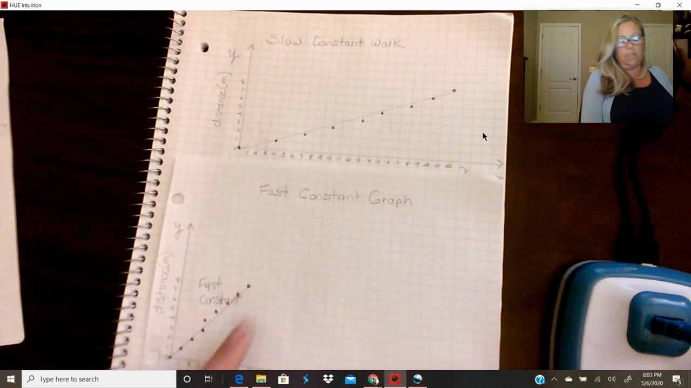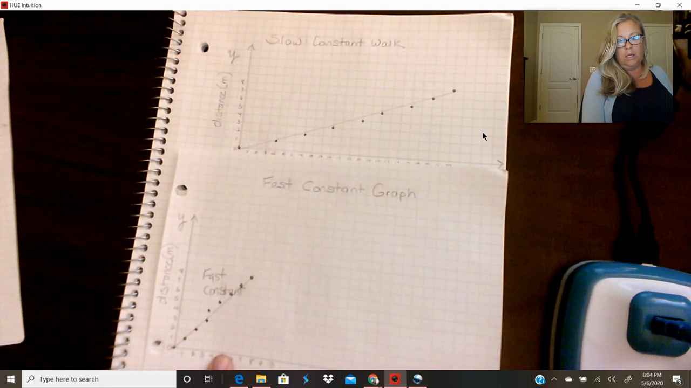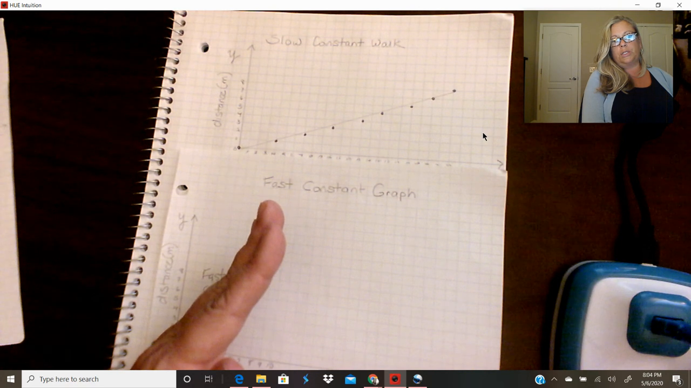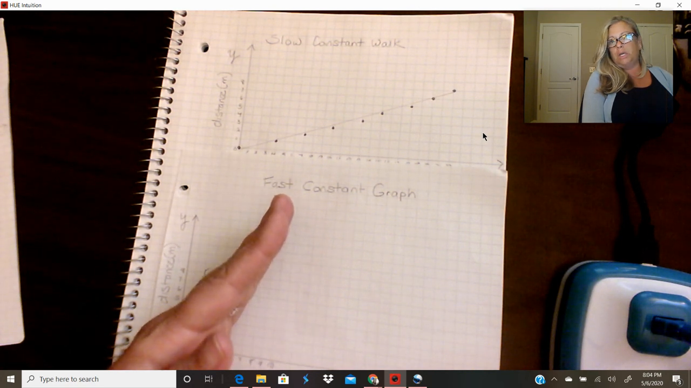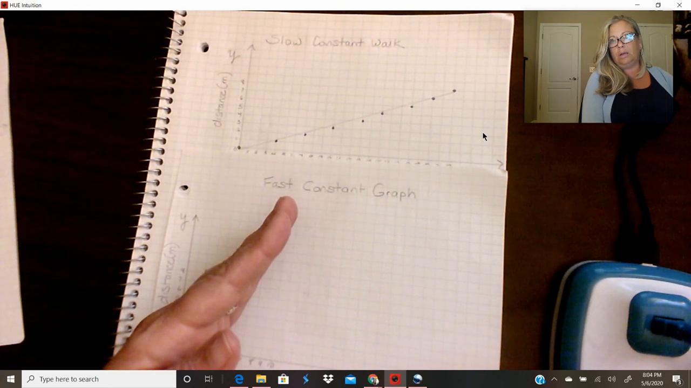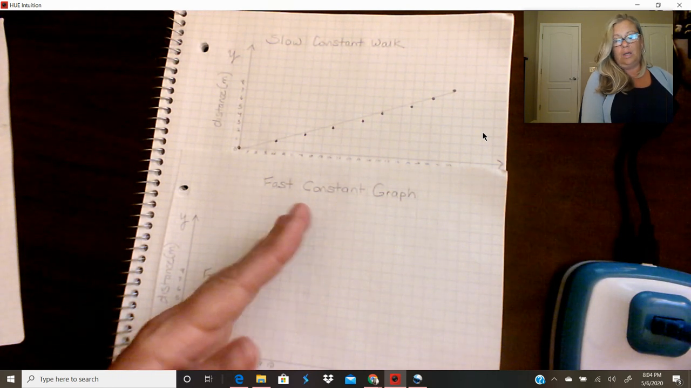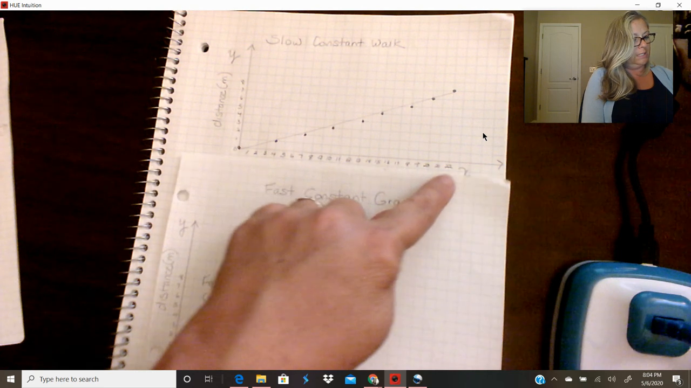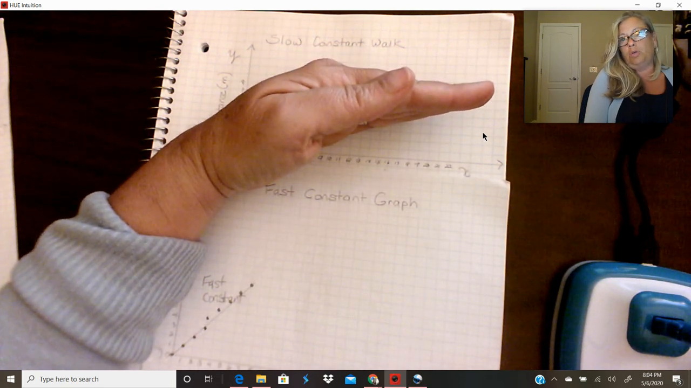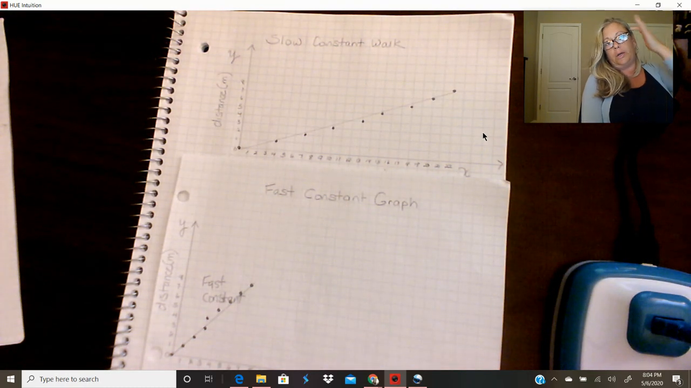So when you take less time to go the same distance, it makes the angle or the slope of the diagonal much steeper, and that always indicates a faster speed. Feel me? All right. When Nick went slower, it took 22 seconds to just go 8 meters, and that made the slope of the line way flatter.